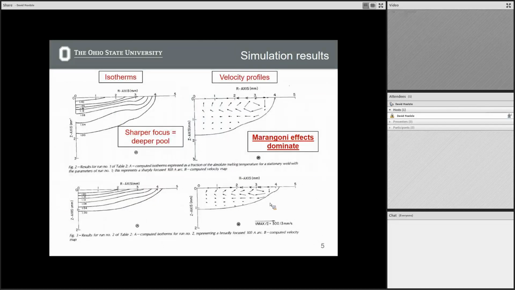They do have graphs, and these are actually really cool graphs. What's happening here: on the left column are isotherms, and on the right column is velocity. What I want you to notice here is that broadly focused heat gives less speed. More sharply focused, we get higher speed. It makes sense that if you pack the heat into a smaller area, obviously, intuitive.